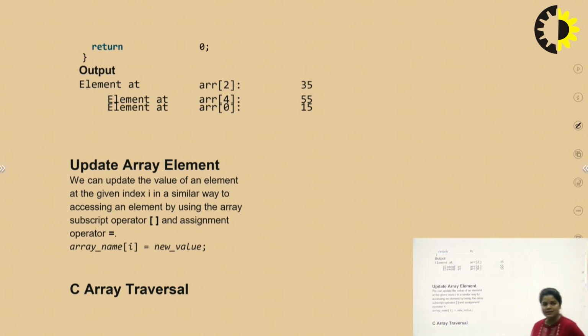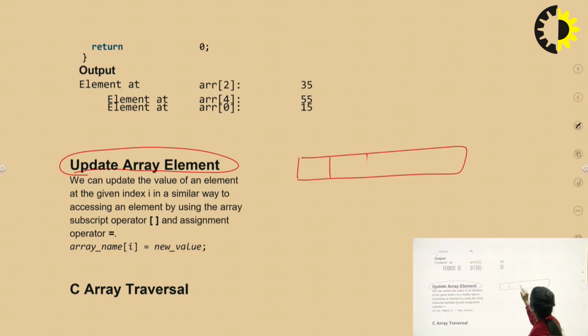Okay, now next is updating an array element. What is update? It means some element you have entered at a certain position, and now you want to alter or update that element. Let's suppose this is an array with indexes 0, 1, 2, 3, and let's say you have entered the elements 2, 6, 100, 9.